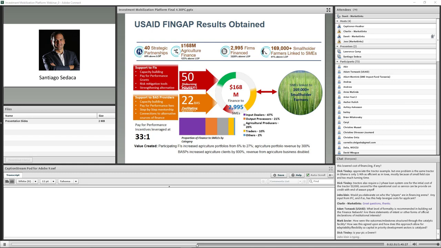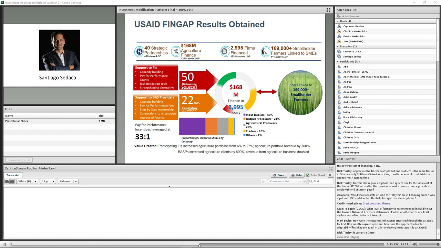So let's drill down on the results achieved. Well, we worked on a number of things, but primarily worked with 50 financial institutions and 22 business advisory service providers. And I want to make a comment here. I use the terms BAS and BDS, business advisory service providers and business development service providers, or sometimes consulting firms, interchangeably. So please excuse that. But I think that's important to bear in mind. We're talking about consulting firms.